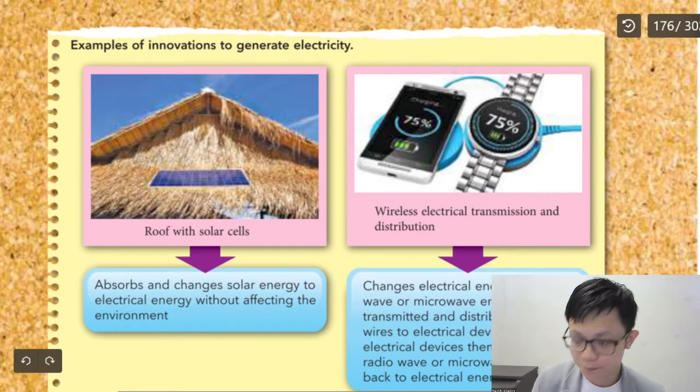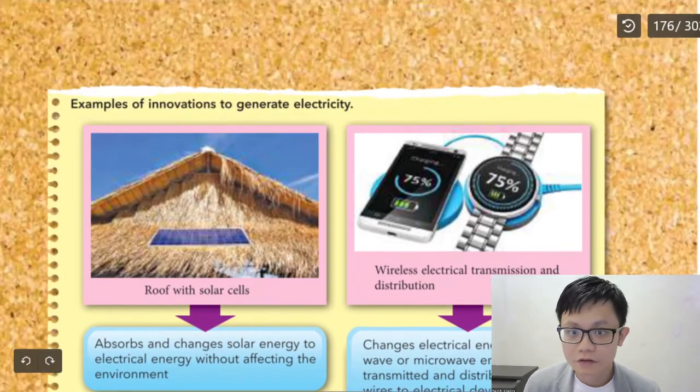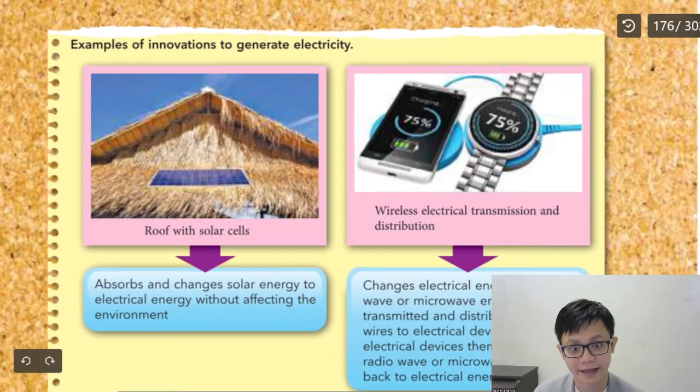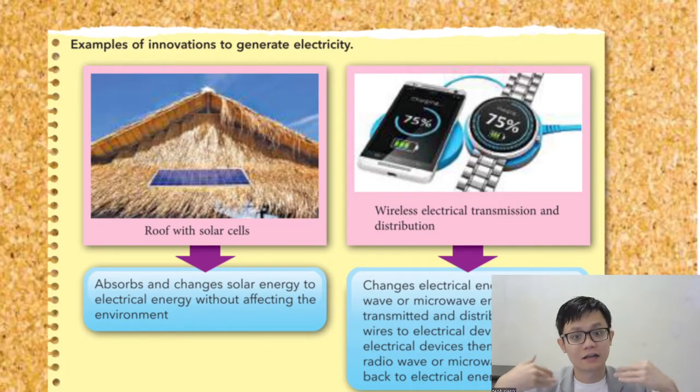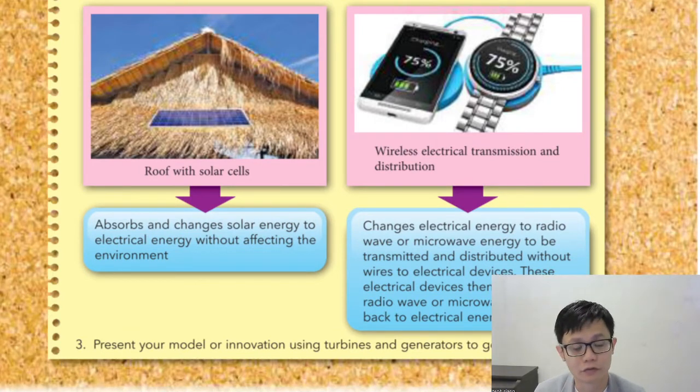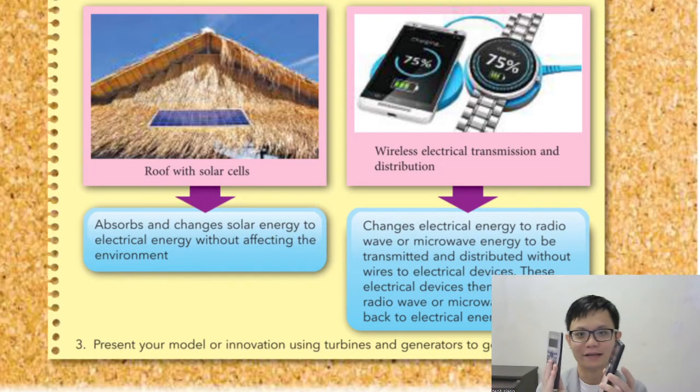So we can see here the innovations to generate electricity: roof solar cells, very high tech, and wireless charging. This is a new technology. To me, technology keeps on evolving, correct or not? Because in my time, I didn't even have a phone, and then we got phones, but the phone was very big, and the battery was this big. I don't know if it was a lithium battery or what.